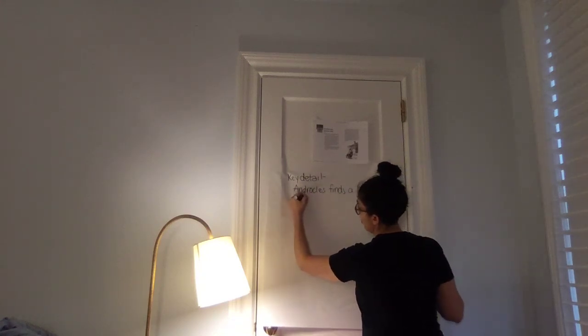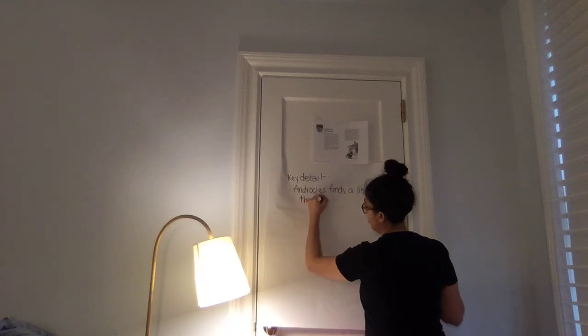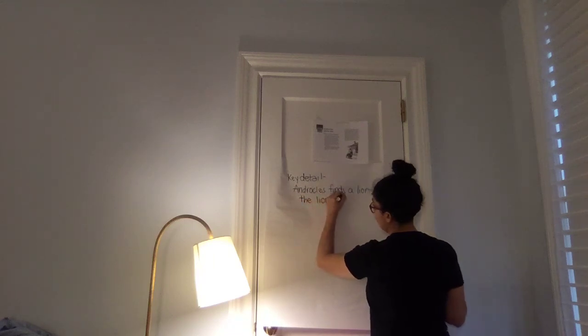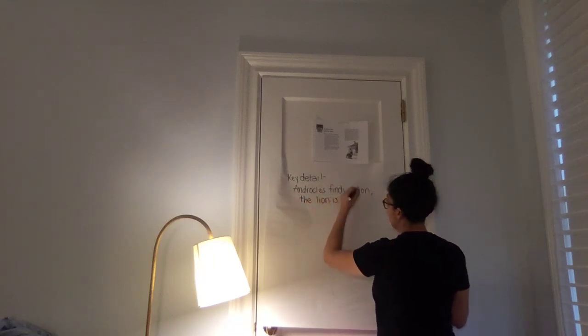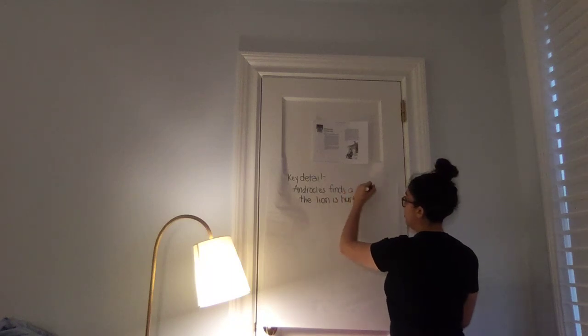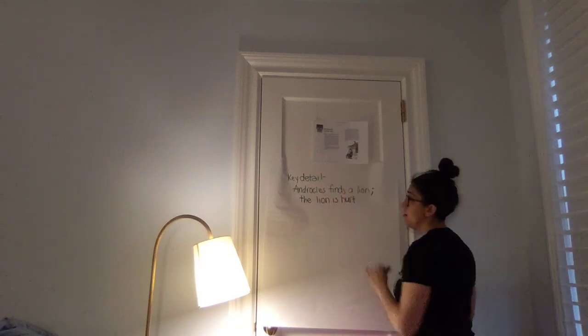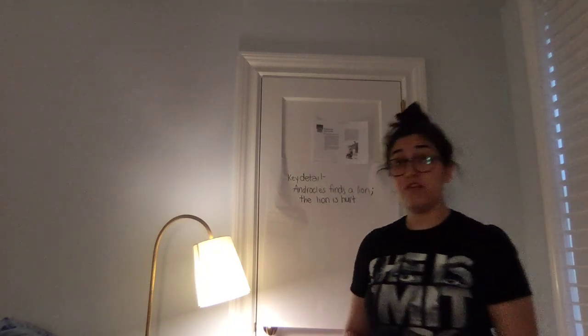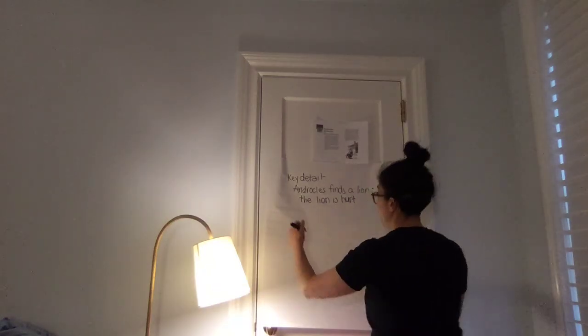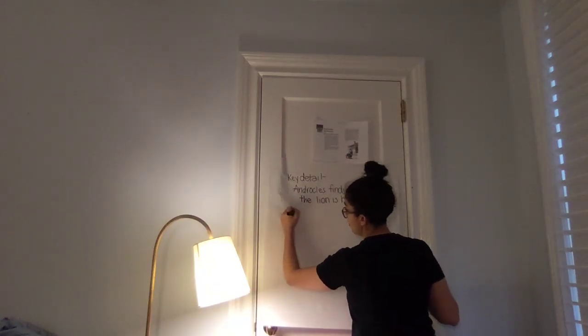The lion is hurt. And what does Androcles do? What's my second key detail? Does he run away? Because if he runs away, one thing is going to happen. Does he hurt the lion? If he hurts the lion, another thing is going to happen. No, what does he do? He helps the lion. So that's another key detail.